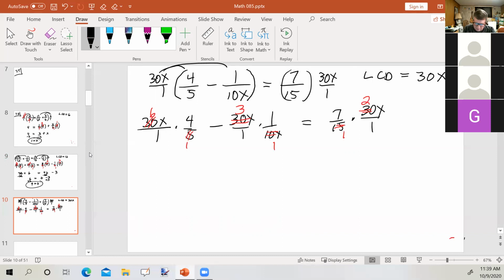So going back, 6x times 4 is 24x minus 3, we got rid of the x's there, equals 7 times 2, 14x. And once again, the fractions are destroyed, wiped out, gone.